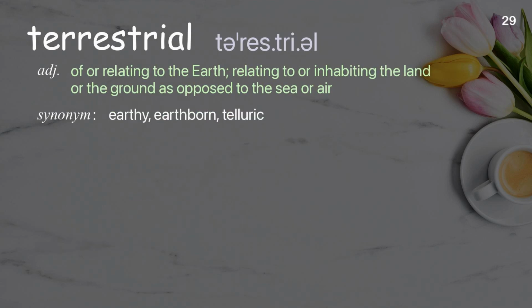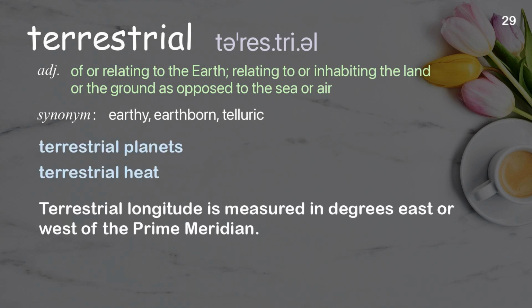Terrestrial. Of or relating to the earth, relating to or inhabiting the land or the ground as opposed to the sea or air. Examples: Terrestrial planets. Terrestrial heat. Terrestrial longitude is measured in degrees east or west of the prime meridian.